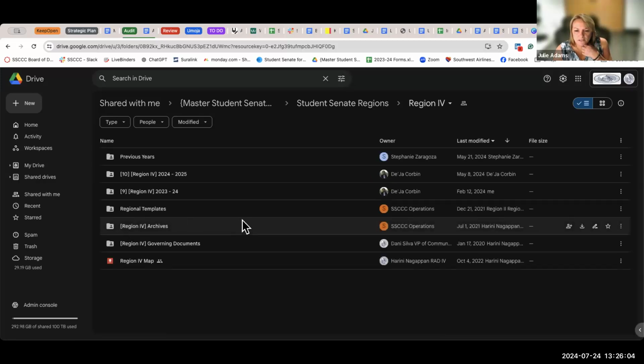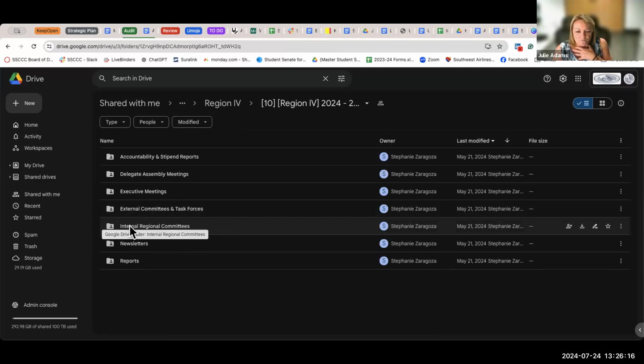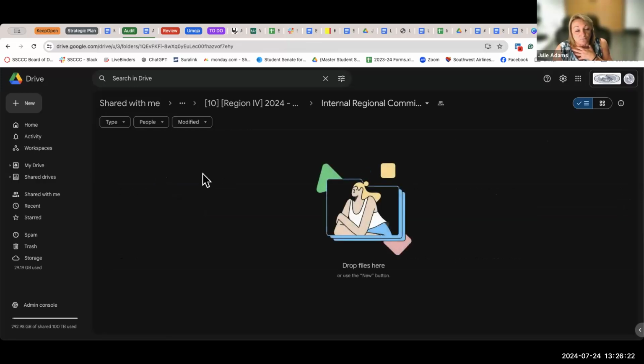And you'll go find your region, and for you, you're going to go into 24, 25, and for you as vice chairs, you'll go under internal regional committees, where you'll save most of the agendas you develop. So you go to internal regional committees, and you'll create a folder for the date of the meeting that you're in, and you will save all the files here. This is really, really important for you to save all your documents in the master drive in the region under internal committees. The reason for that is we have an MOU with the Chancellor's Office that says we will create an infrastructure for the SSCCC.